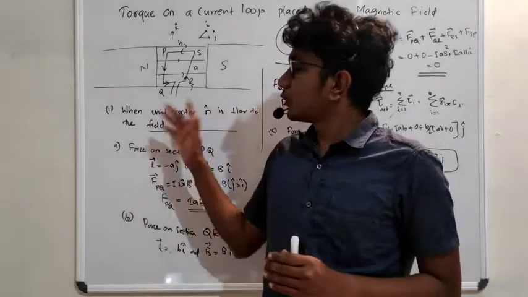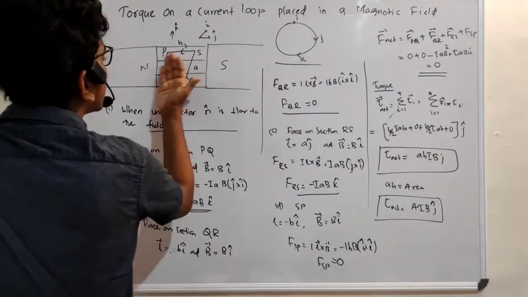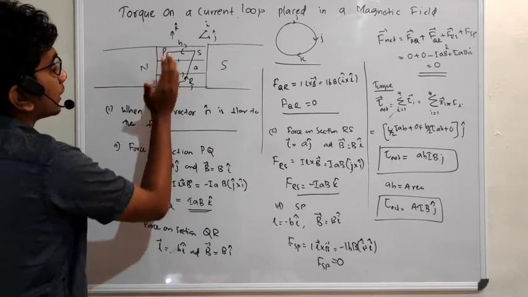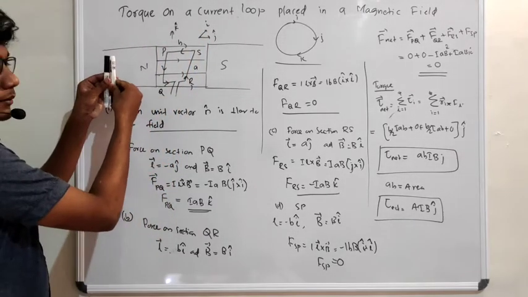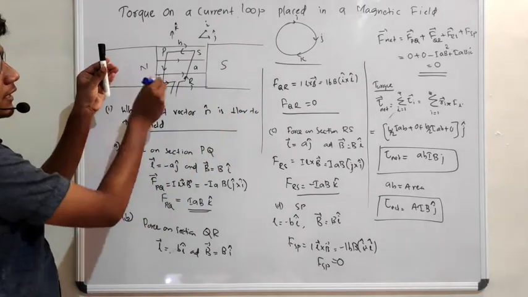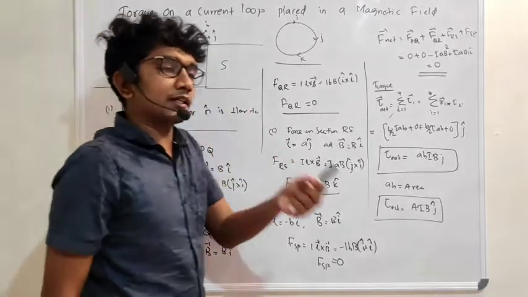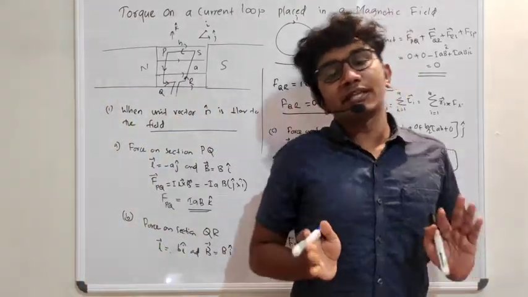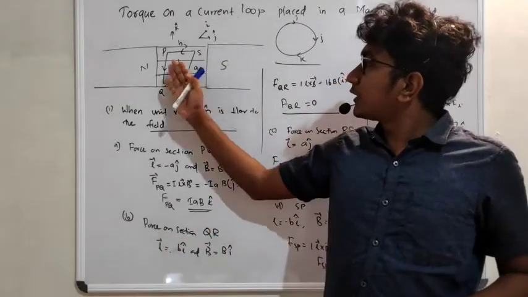First one, when the unit vector, that is the area vector of this loop, is perpendicular to the field. Look at this, the field is coming from here to here, and the area is just like this. But we cannot draw this in two dimensions, on a two-dimensional board, in a plane. So we draw it like this.